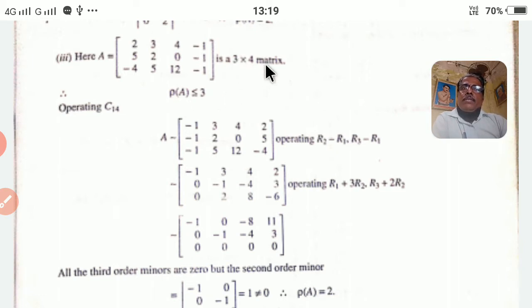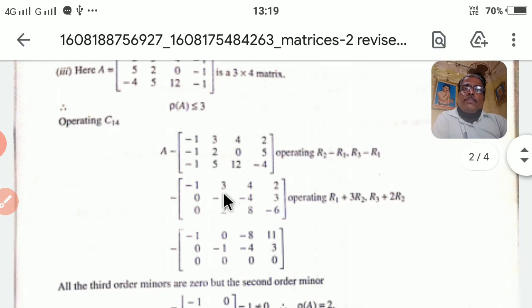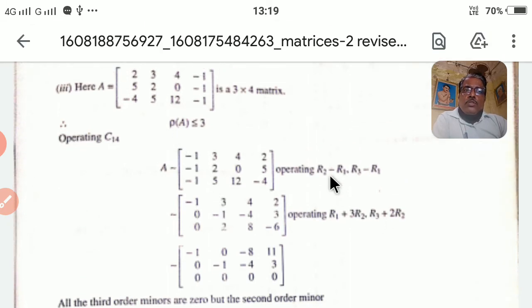So here the minimum of 3 and 4 is 3. Therefore the rank of A cannot exceed 3. So remember this. Now we perform elementary row transformations. This is the given matrix. Now what we do, we operate R2 minus R1 and R3 minus R1.